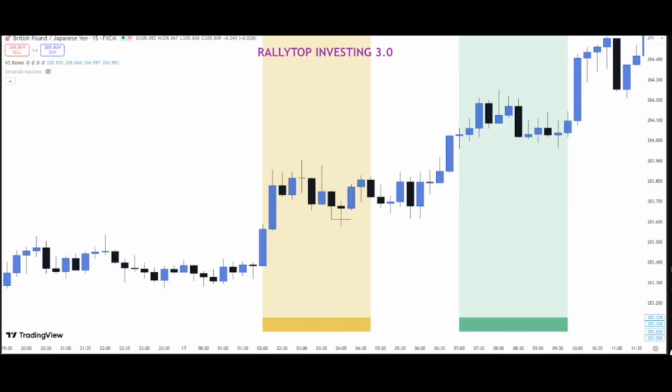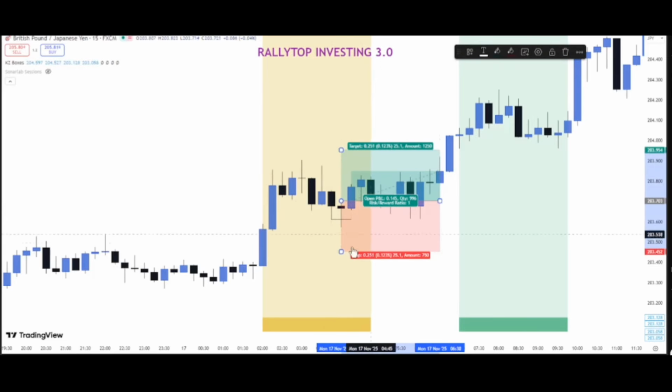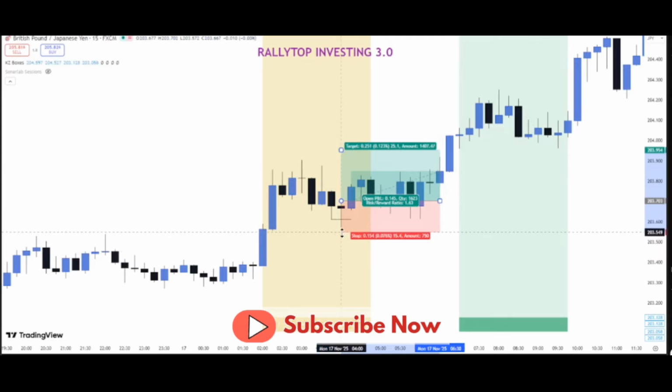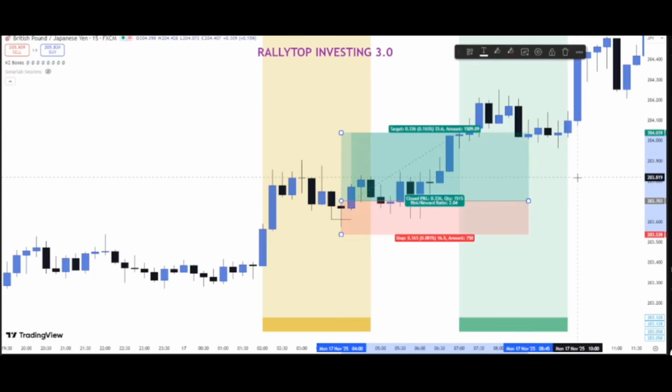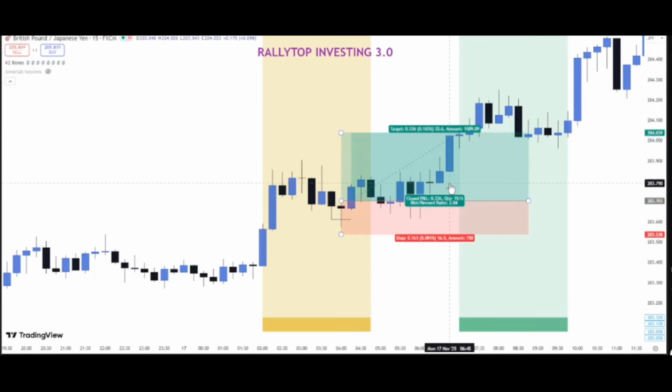Once you find that, how do you take your trade? At the close of this bullish candle, just place your buy order here, give a buffer to your trade, and then target 1 to 2. And as you can see, price hit your 1 to 2 easily.